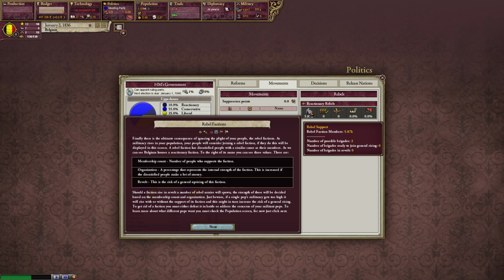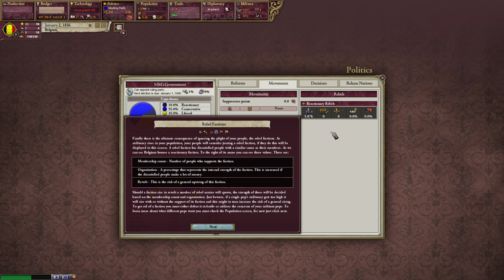Membership count, organization. Okay, membership count: number of people who support the faction. Organization: a percentage that represents the internal strength of the faction. This is increased if the dissatisfied people make a lot of money. Revolt: this is a risk of a general uprising of this faction. Should a faction rise in revolt, a number of rebel armies will spawn. The strength of these will be decided based on the membership count and organization.